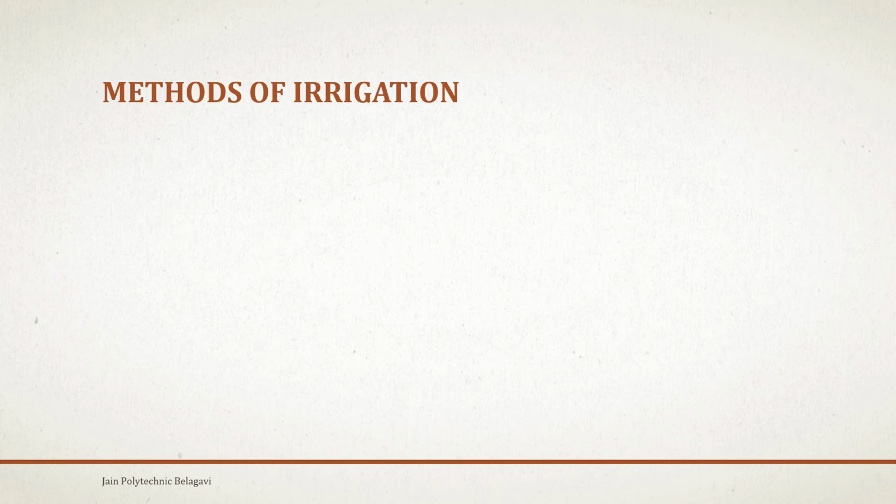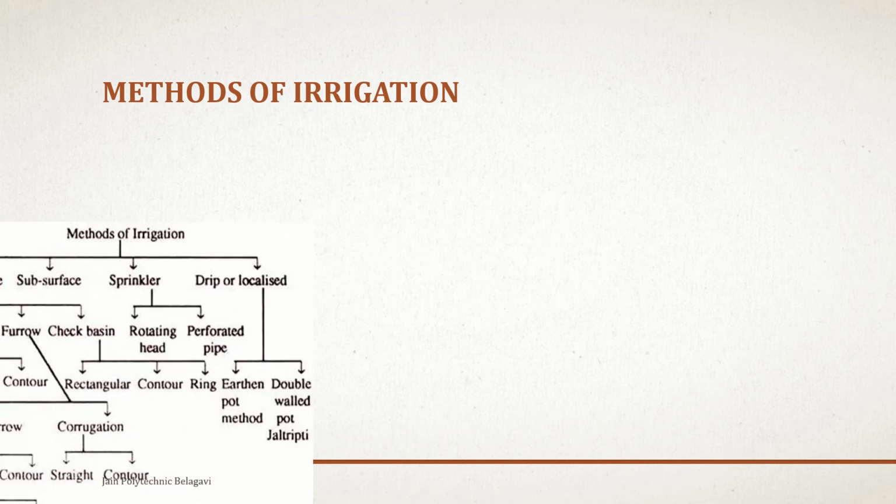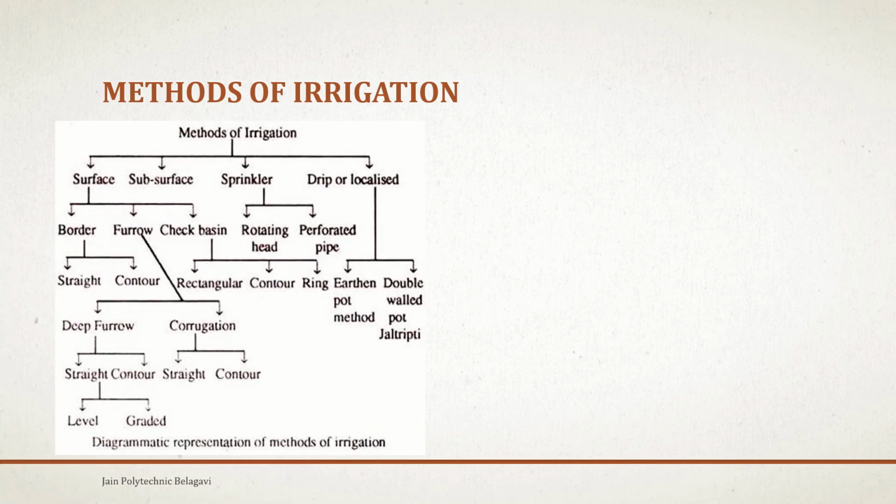Initially, irrigation is the supply of water to the crops or agricultural lands with sufficient water, which helps in growing the crops and helping the land to have water for future purposes. So these are the different methods of irrigation.